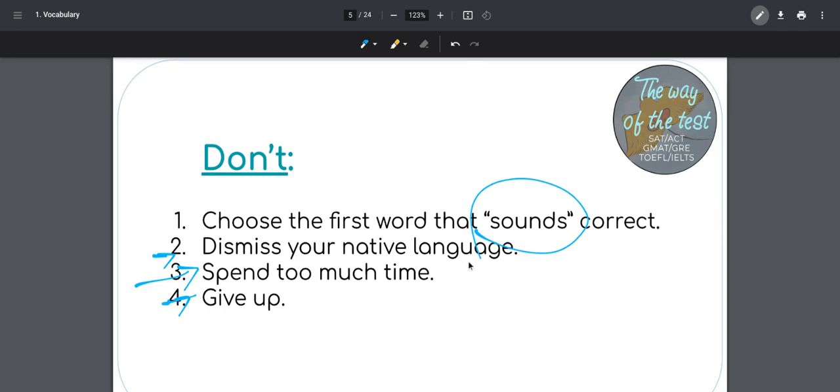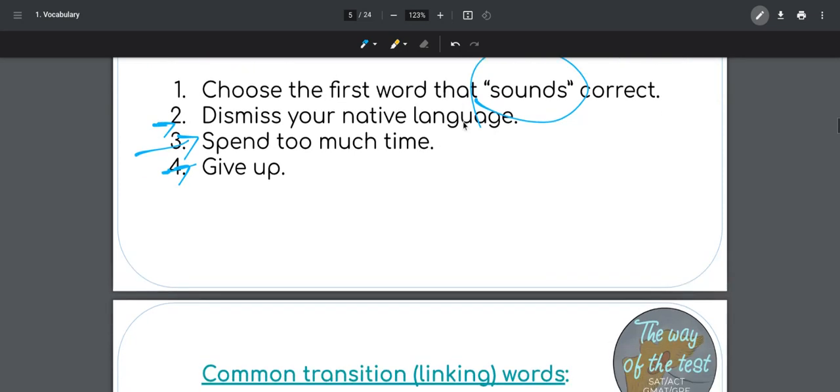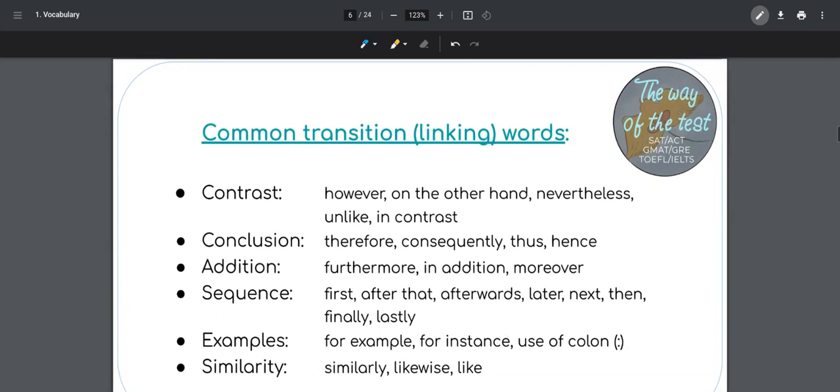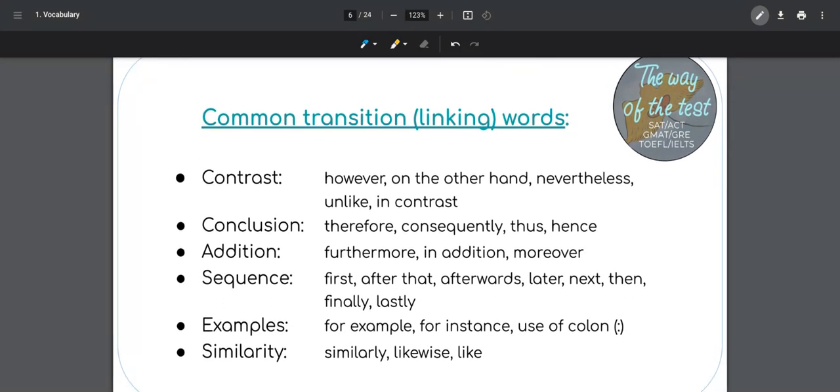Okay, copy this, pause and copy. Now, this is a list of the common transition words. You don't have to copy this. You can copy if you want to. You can take a screenshot, print it, put it on your wall. But these are the common keywords that we're going to look for when we do vocabulary.